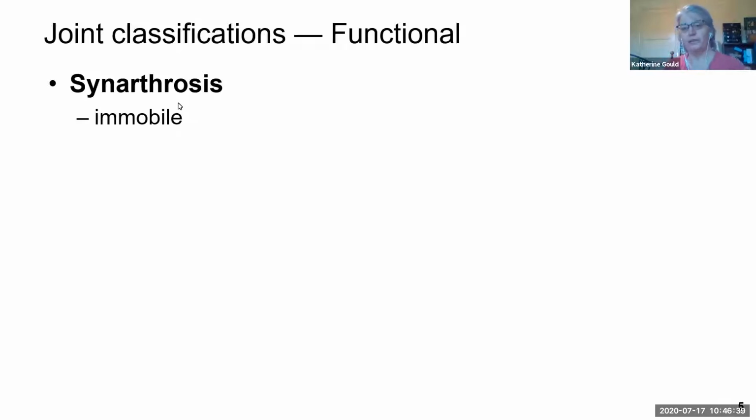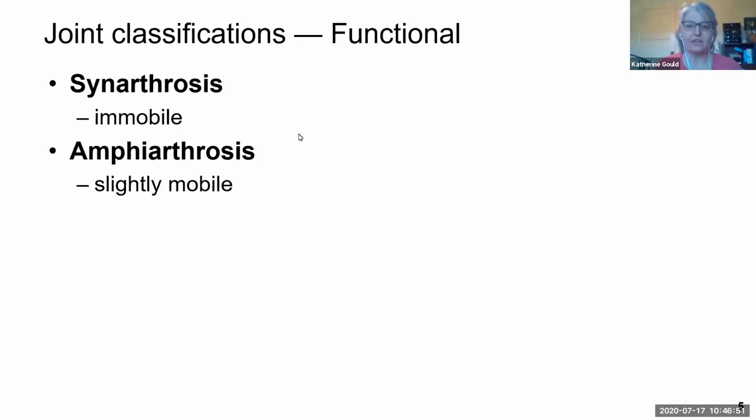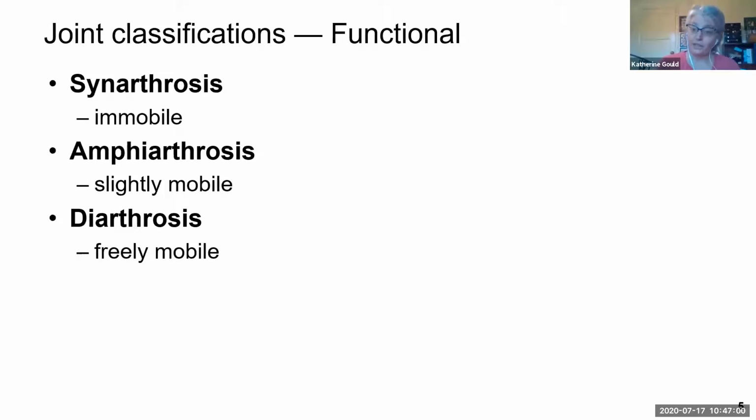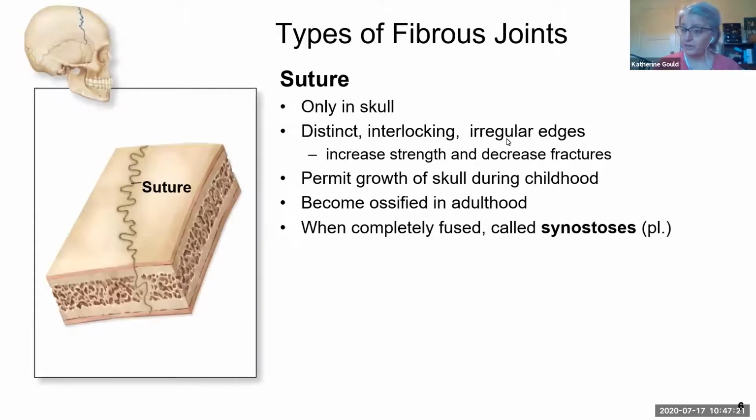Okay, functionally, we're going to classify joints by how much they move. If they don't move, they're called a synarthrosis. Synarthroses is plural. So the sutures in the skull, synarthroses. Amphiarthroses are slightly mobile, and this is a little confusing because the third classification is diarthrosis, which is freely mobile. But some of the synovial joints, which are all classified as diarthroses, some of them don't move that much. Like the plane joints in the wrist, they don't have a ton of movement in them. They're still considered diarthroses because all synovial joints are diarthroses.